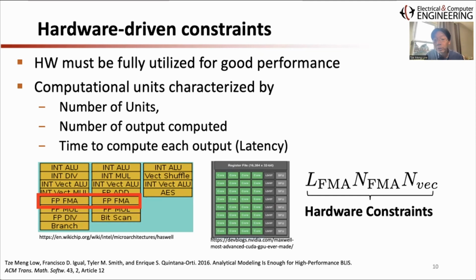But if you're on a GPU, then you may now have many more functional units, but your latency may be shorter, or the number of outputs per functional unit is smaller. So on different architectures, you have different numbers of functional units, different numbers of outputs computed, and different latency. But regardless of architecture, they all have such capabilities. So now you have an architecture-agnostic formula that describes how many independent outputs need to be computed in order to satisfy the hardware constraints of using the functional units as efficiently as possible.